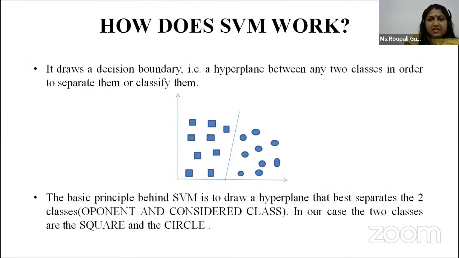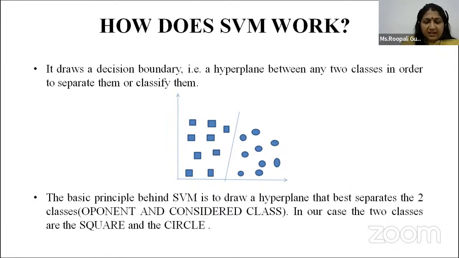So how does SVM work? This is where I will be discussing how the SVM works. As you can see, there is one figure in which we have two axes. One is the x-axis, one is the y-axis. You can mark the horizontal axis as the x-axis, and the vertical axis as the y-axis, right?